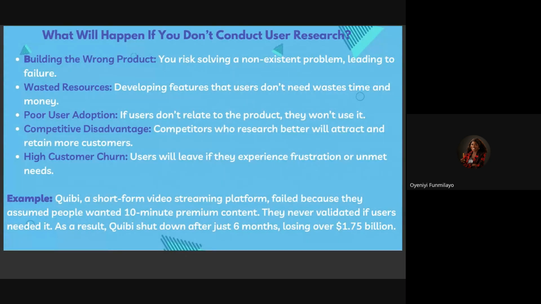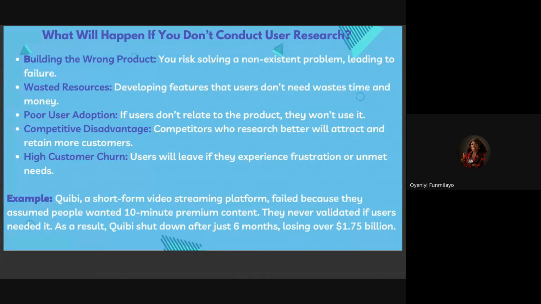And as a result, what happened to QB? QB shut down. And after just 6 months, they lost up to $1.75 billion. $1.75 billion, right? Because they did not validate their idea. That's to show you how risky it is if you don't conduct user research.